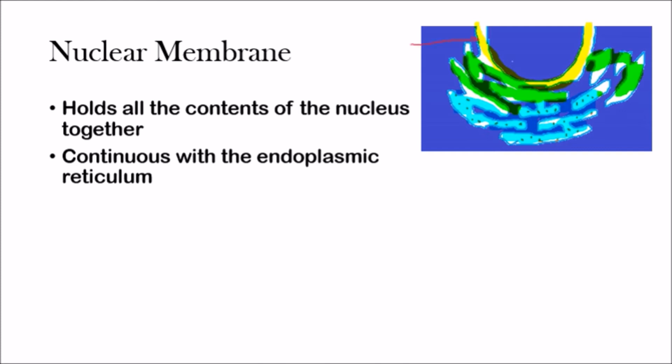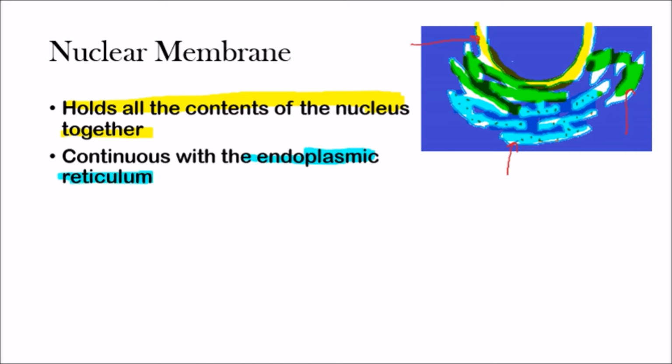This is the nuclear membrane. The green portion is the smooth ER, and the blue portion is the rough ER. The ER we'll be talking about in just a moment. But all you need to know for nuclear membranes is that they hold all the contents of the cell together. Just like how the cell membrane holds everything in the cell together, the nuclear membrane holds all the materials in the nucleus together, and it's also continuous with the endoplasmic reticulum.